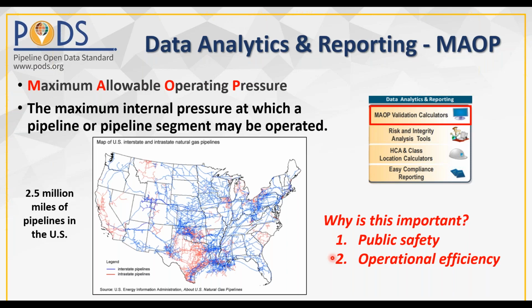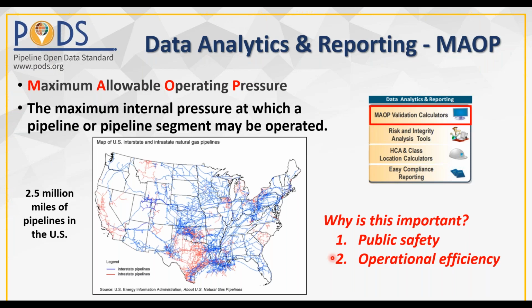The Energy Transportation Network of the United States consists of over 2.5 million miles of pipelines. That's enough to circle the Earth about 100 times. And that's crazy. That's just in the US alone. These pipelines are operated by approximately 3,000 companies, large and small.